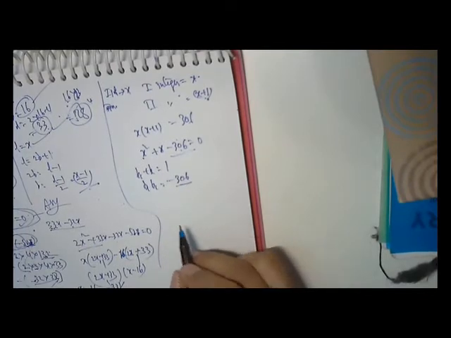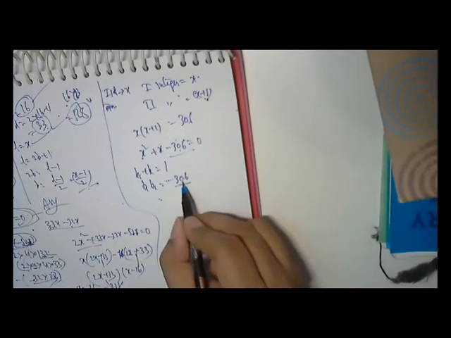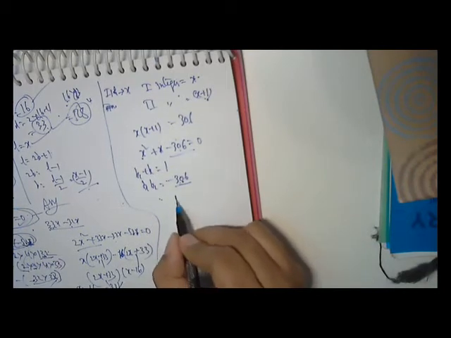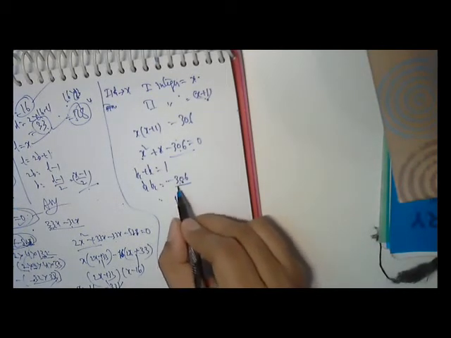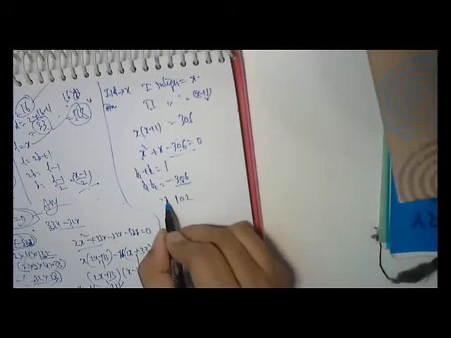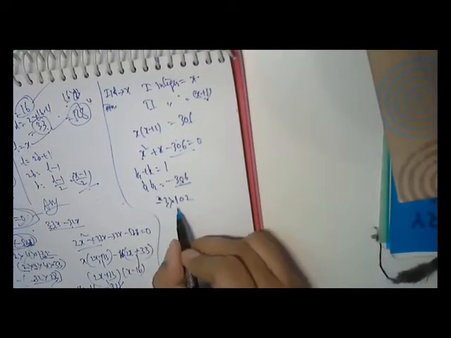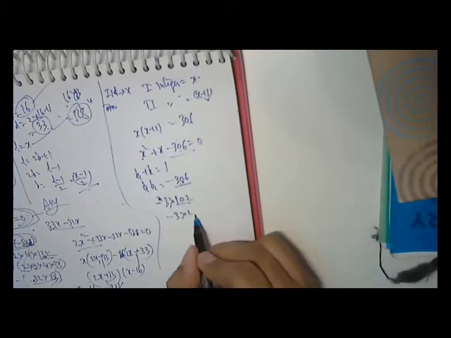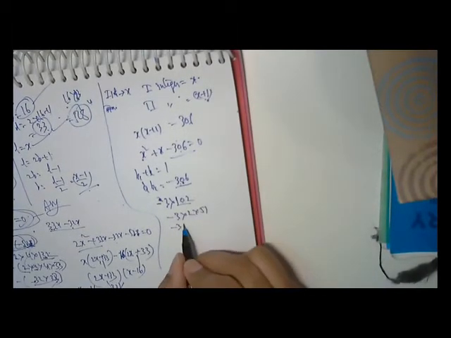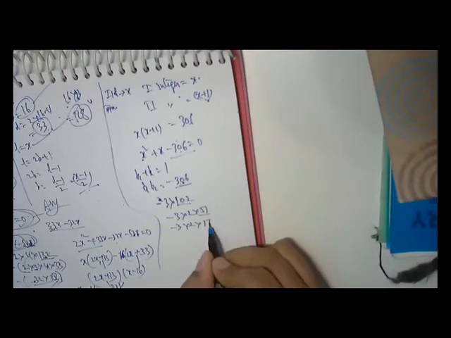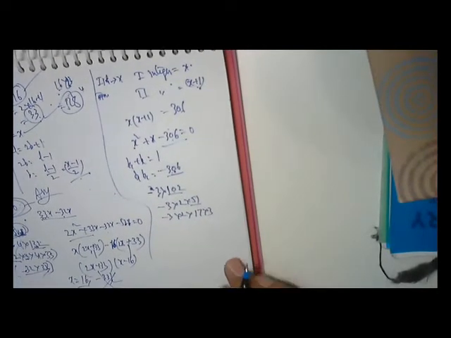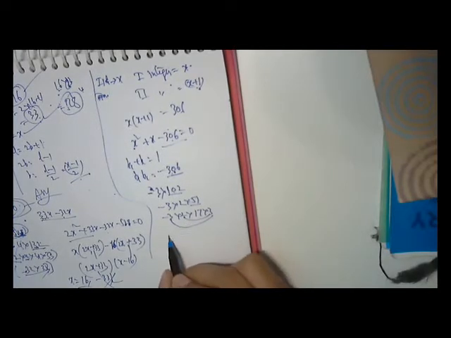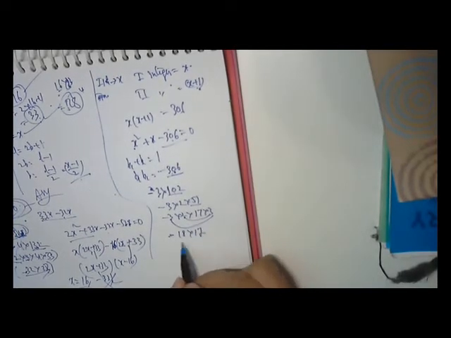So I am putting factors of 306. 306 is divisible by 3, so first we will put 3. 3 ones are 3, 3 twos are 6, so 3 into 102. Minus 3 into 102, 102 has a factor of 2: 2 into 51. Minus 3 into 2 into 51, and 51 is 3 into 17. So if you take it, 3 threes are 9, 9 twos are 18. So 306 is 18 into 17.